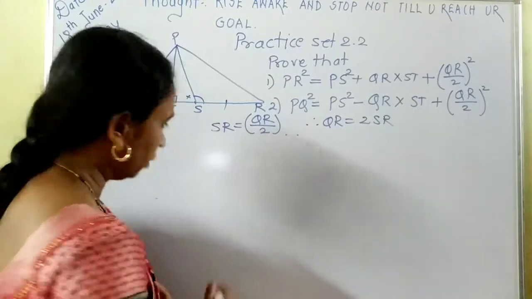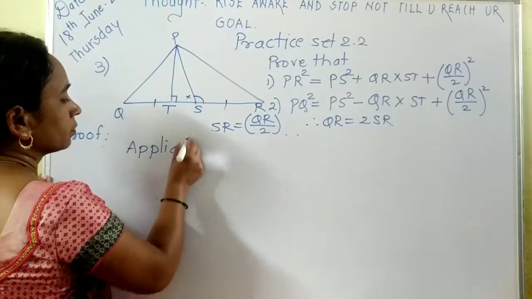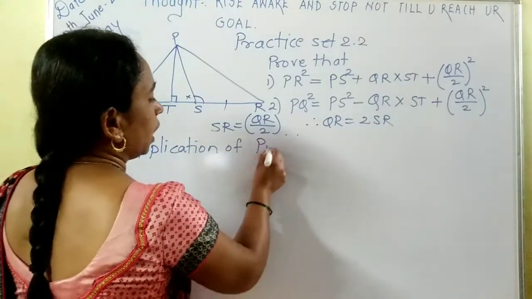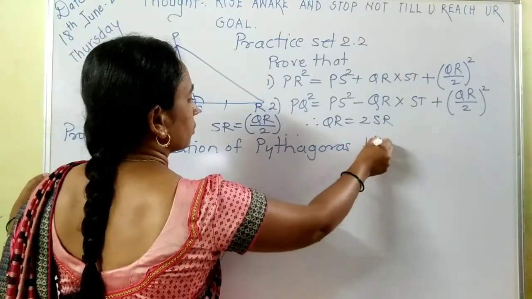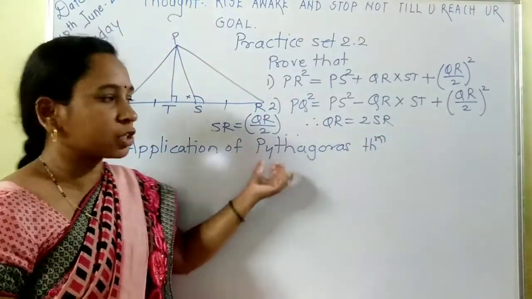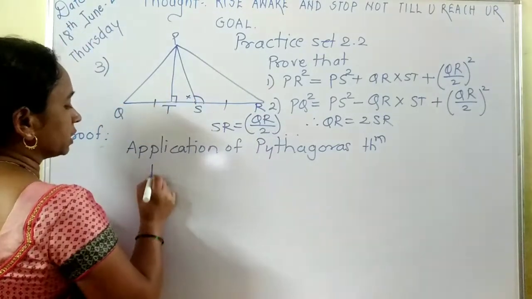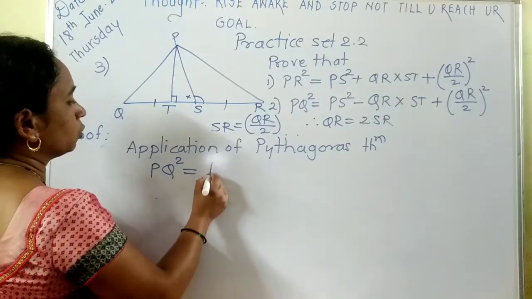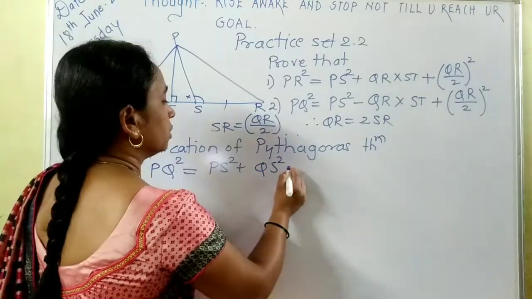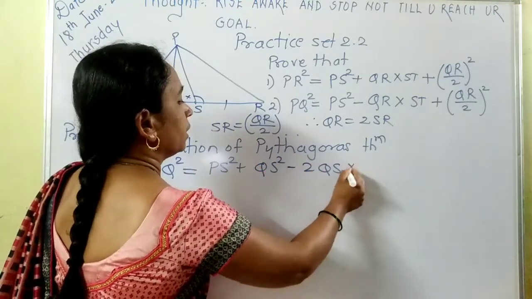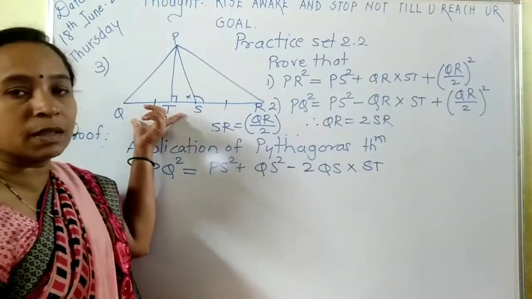To prove the second one, we'll use again the application of the Pythagoras theorem. Either you can use this reason or you can extend it by application of the Pythagoras theorem for acute angle triangle. So you will get it. Acute angle's opposite side: PQ square is equal to side 1 square, PS square plus QS square minus twice QS multiplied by ST. Again, this QS is replaced with the QR.